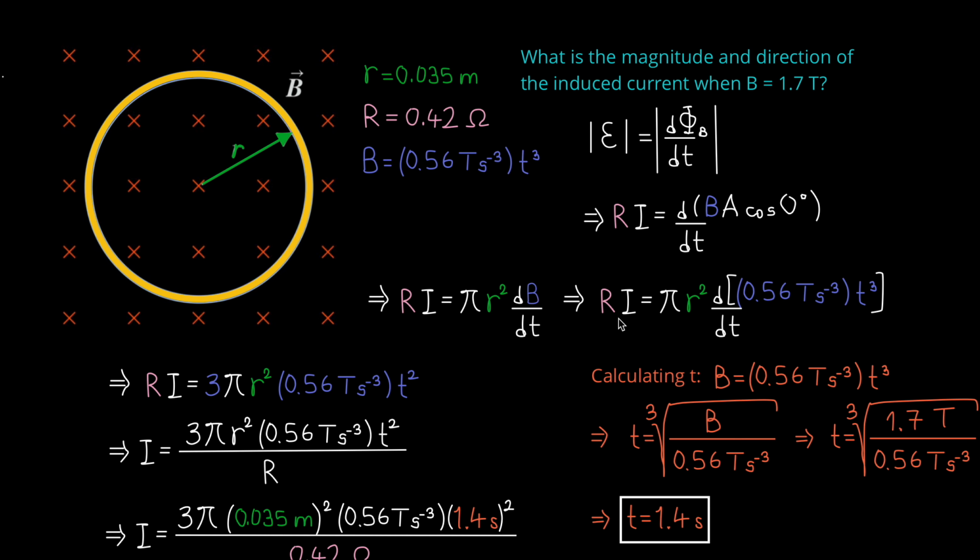Align your right thumb out of the page towards yourself and look at the direction of your fingers. Your fingers are curling in a counterclockwise direction, and that is the direction of the induced current. So the direction of the induced current in this loop, as the magnetic field into the page is increasing, is counterclockwise.